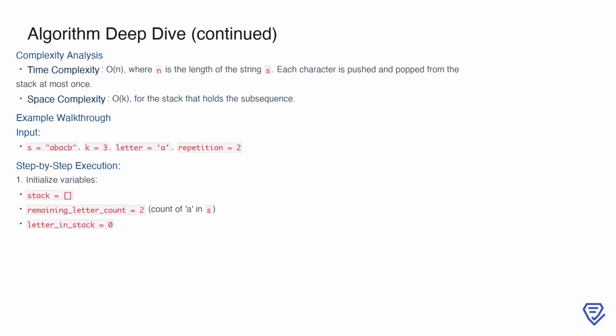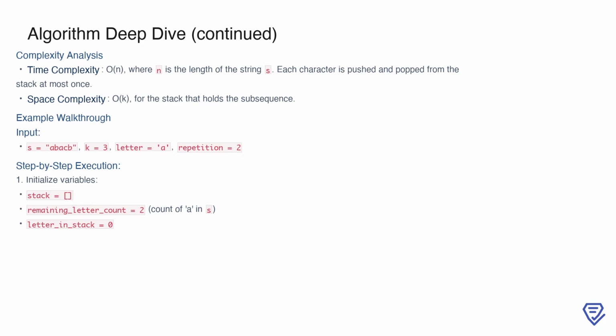The space complexity is O(k), as the stack holds at most k elements, which represent the subsequence. Let's walk through an example to clarify how the algorithm works. Suppose the input string is s equals "a b a c b" (abacb), with k equals 3, letter equals a, and repetition equals 2.